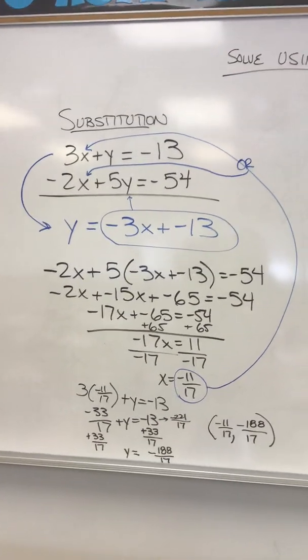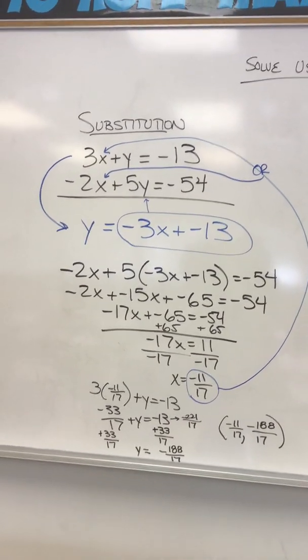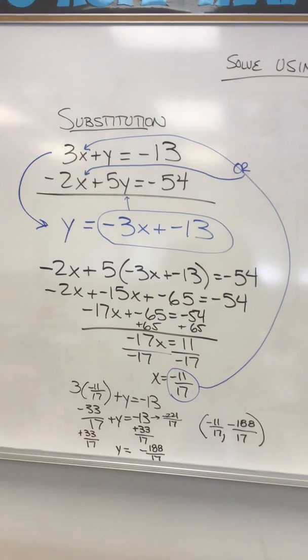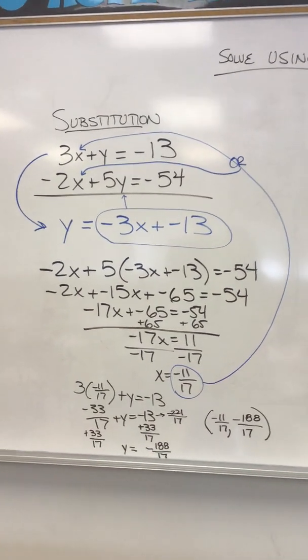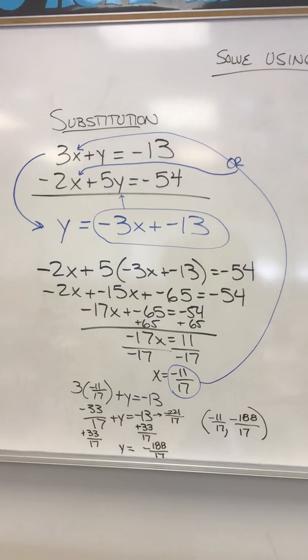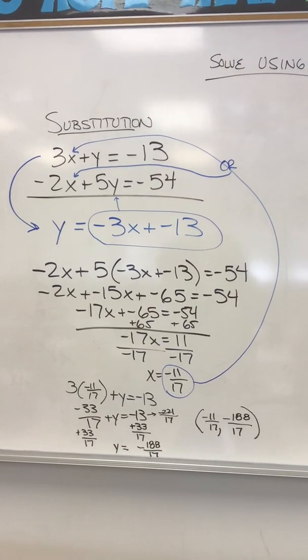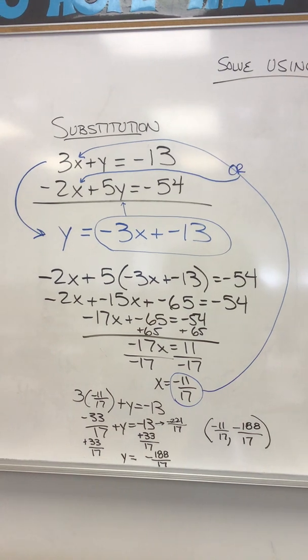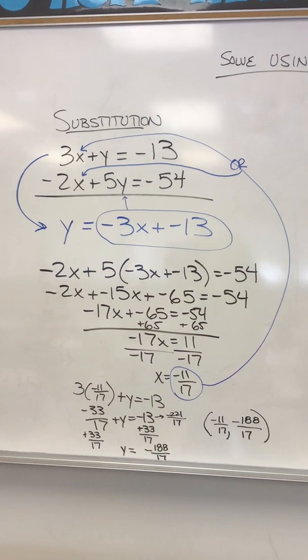Okay, this is an example to go along with section 6.2 in your book, solving systems of linear equations using substitution. So first of all, our original problem here is in the black ink: 3x plus y equals negative 13, and negative 2x plus 5y equals negative 54.